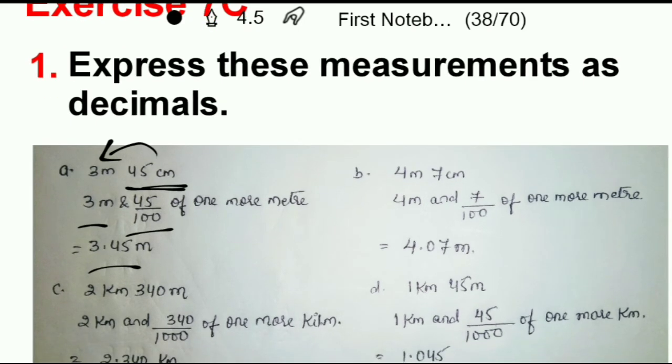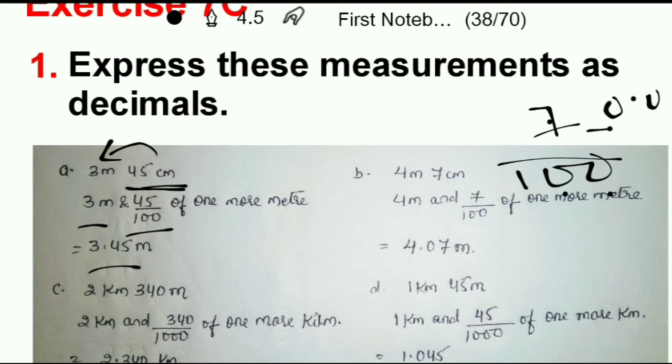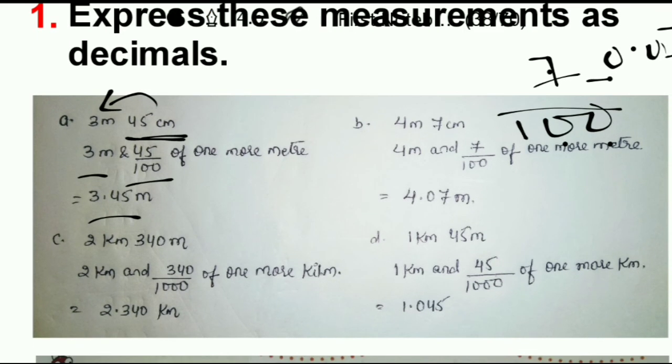Next, 4 meter 7 centimeter. So 4 meter and 7 centimeter means 7 upon 100 of one meter. How will we write this? Here is only one digit and here we need two digits. So what can we put here? We can put a zero after the decimal, so 4.07. So like this we have done.